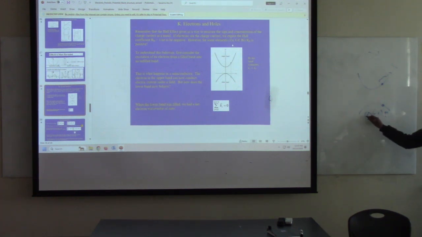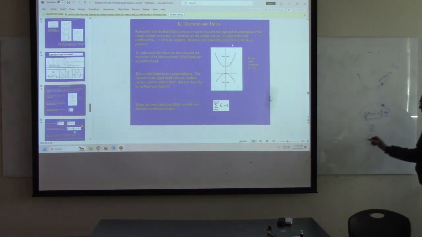Instead of considering these n minus one electrons, they say it is exactly the same as considering one empty state here. So the remaining electrons are equivalent to just one empty state. That's all it says.